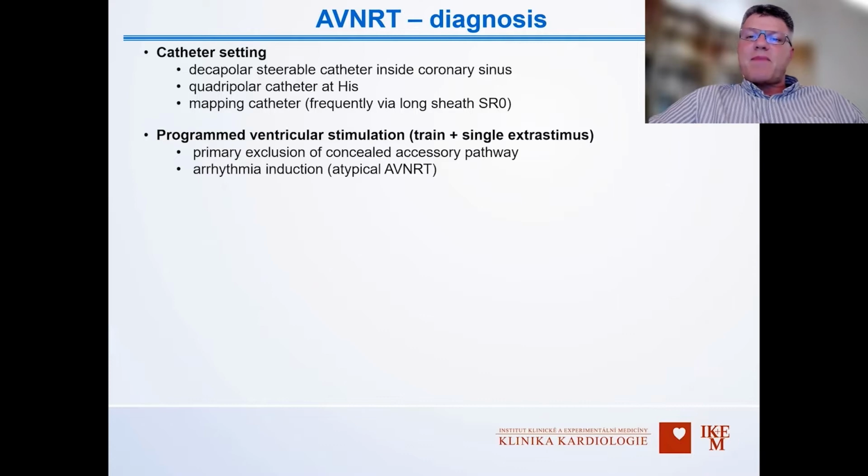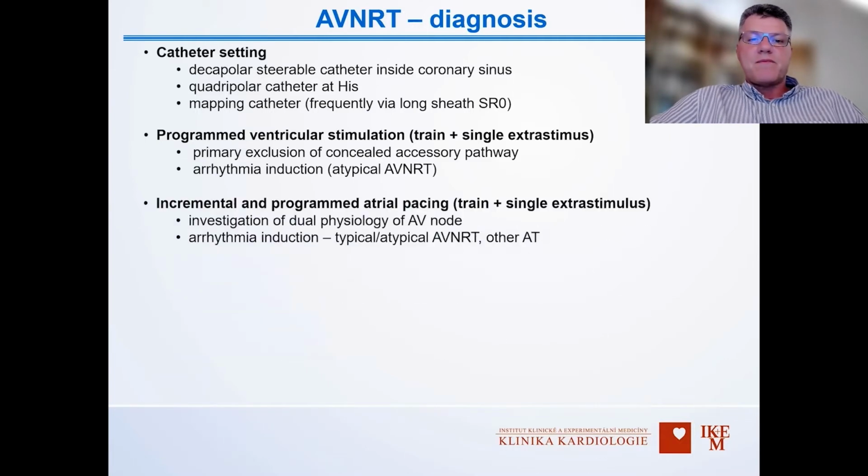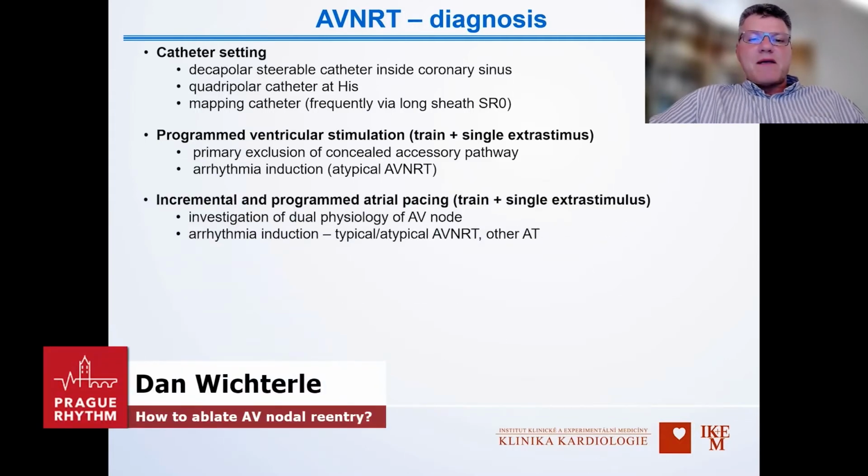Another benefit from RV pacing is that it may facilitate the induction of atypical, i.e. fast-slow AVNRT. The next step is atrial pacing, either incremental or programmed stimulation. First, this helps to assess whether AV nodal dual physiology is present. And second, it frequently induces the SVT. When there is simultaneous activation of atria and ventricles, it usually indicates typical slow-fast AVNRT, which is the most frequent in the population.